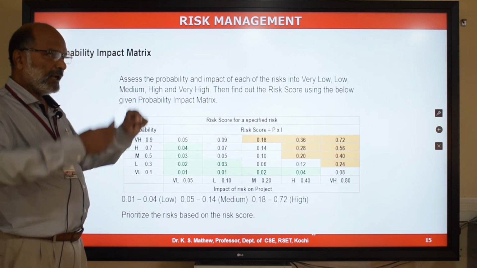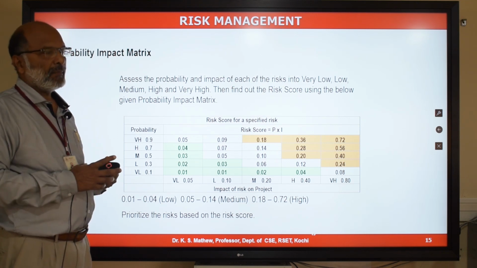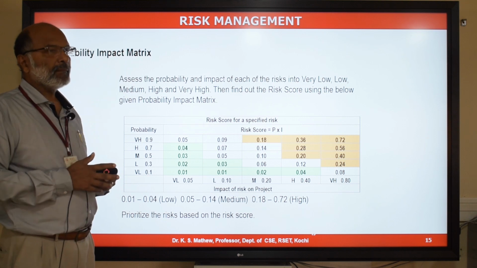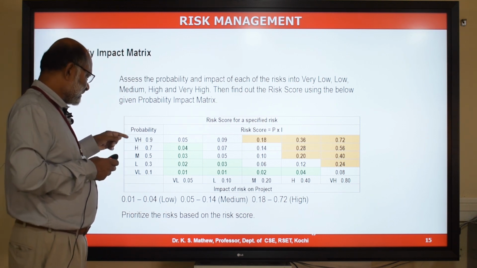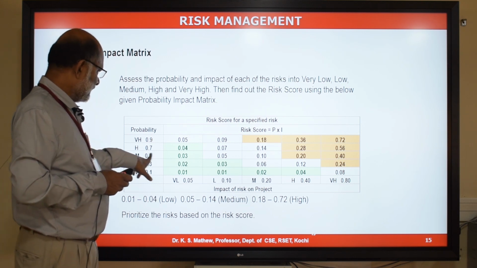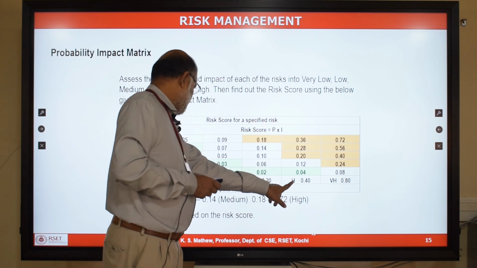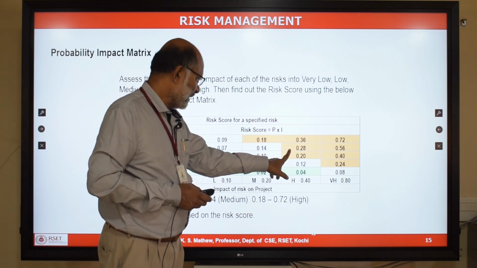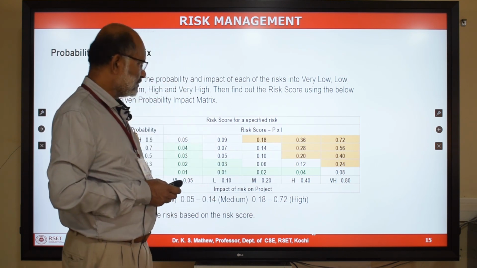So look at the risk list and take each risk and assess the probability and impact on a qualitative scale, very low, low, medium, high, very high. And if you assess the probability of a risk as medium, for example, take this row, and if the impact is assessed as high, take this cell, which is intersection of probability medium and impact high, you get the number here, 0.2, that is the risk score.